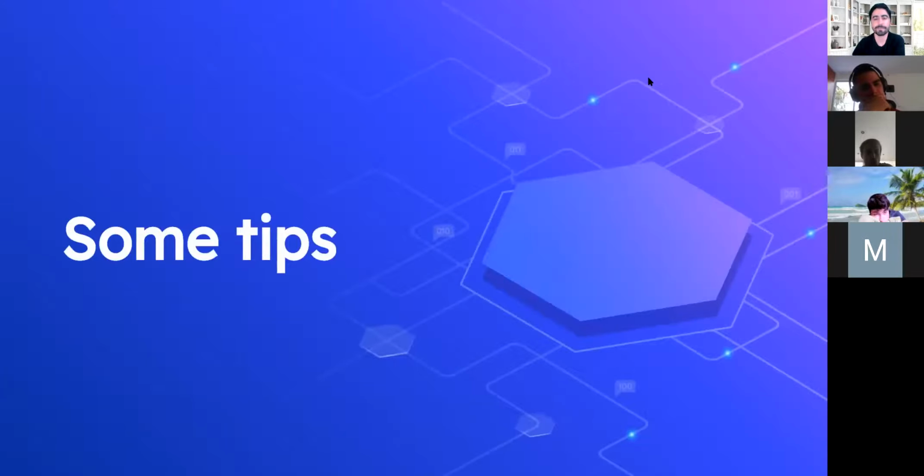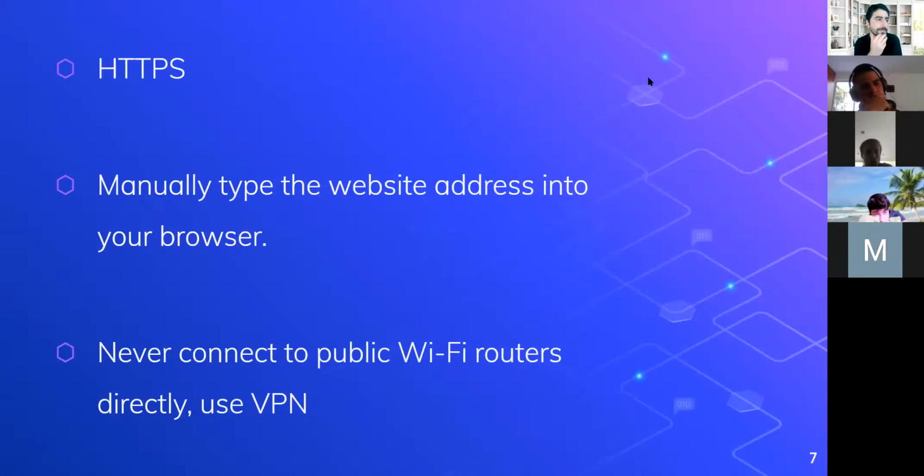Some tips for avoiding man-in-the-middle attacks are to always make sure that the pages you are visiting use the HTTPS protocol. If you didn't know, the S stands for secure.